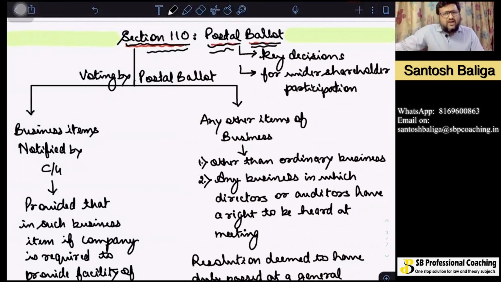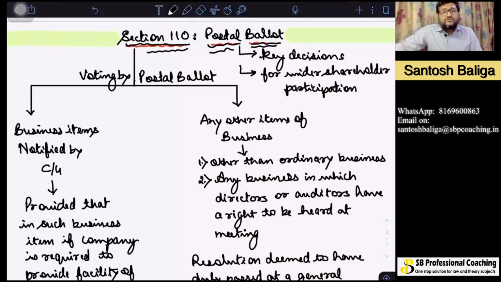Now, since many of them live at faraway places and cannot travel to the registered office of the company or the place of meeting, hence this particular method of postal ballot has been introduced. So you have understood the need for postal ballot and the logic behind it.